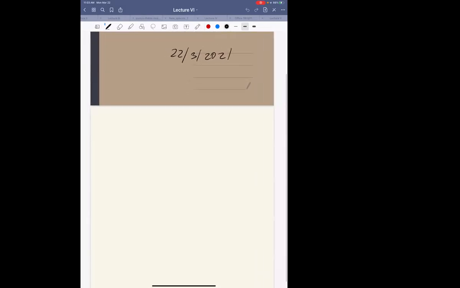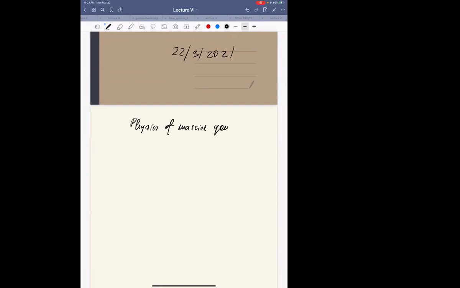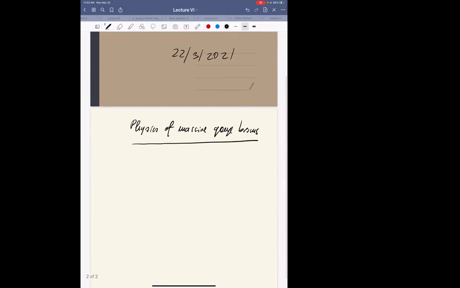Concentrate. So what we are going to study is the physics, if you wish, and mass of massive gauge bosons. Irrespectively of the cosmological details, okay?